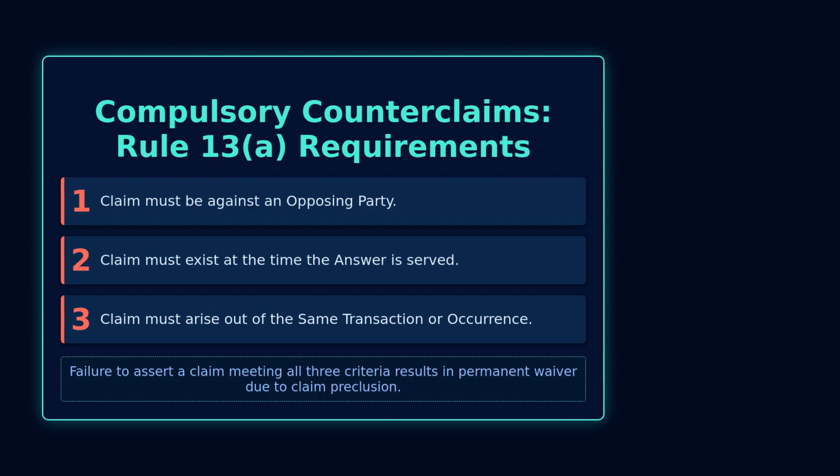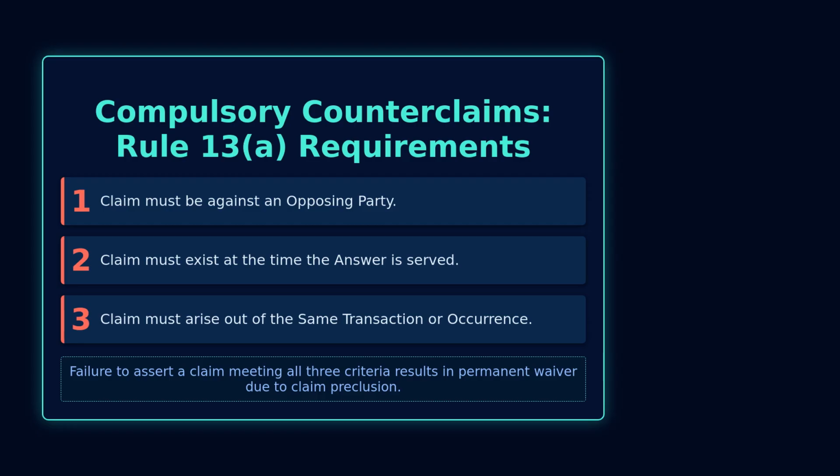First, the claim must be asserted against an opposing party. In the typical lawsuit structure, this means the defendant asserting the claim against the plaintiff, or vice versa if the plaintiff files a reply containing a counterclaim. Second, the claim must have existed at the time the defendant serves their answer. If the claim arises after the answer is filed, it generally cannot be compulsory under this rule.